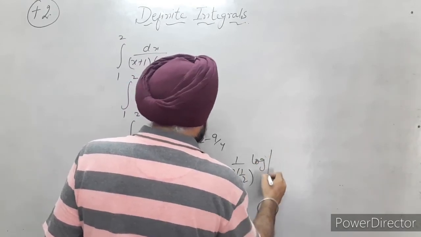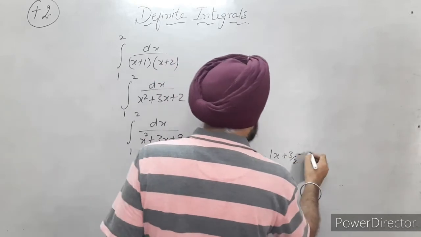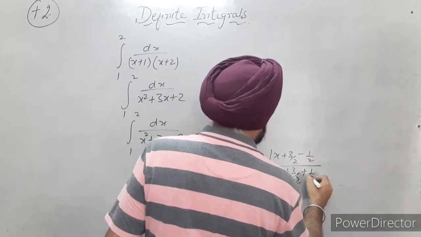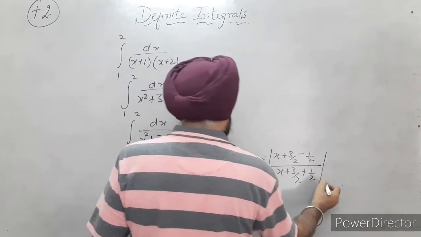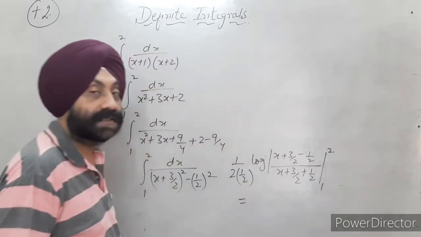log of (x minus a) upon (x plus a). Put the limits, that is 1 to 2, to get the required answer.